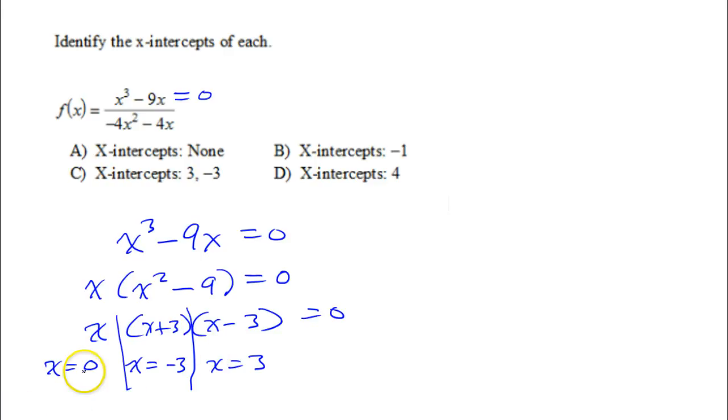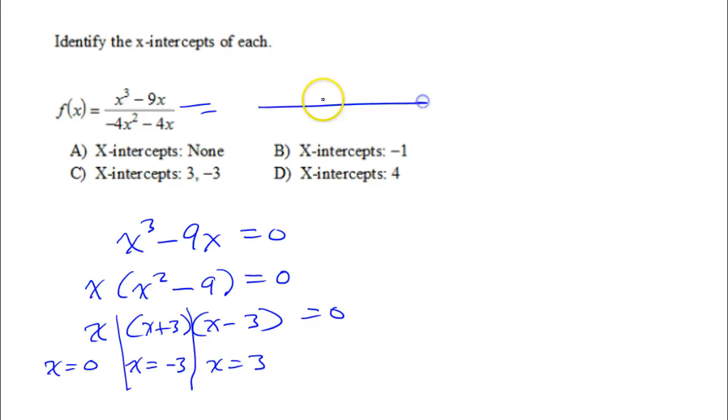Alright, so at first I was expecting to have 3 x-intercepts. I'm noticing that's not one of the answer choices. And so this is a slightly more advanced problem. And so what's happening is the x's are canceling out.